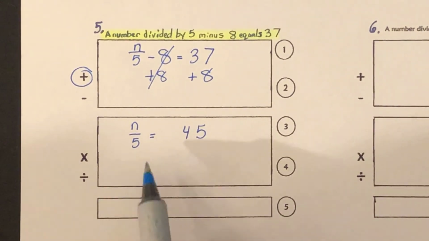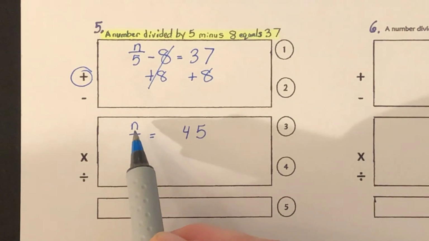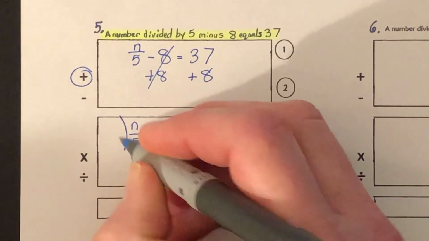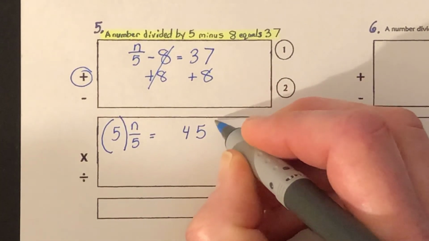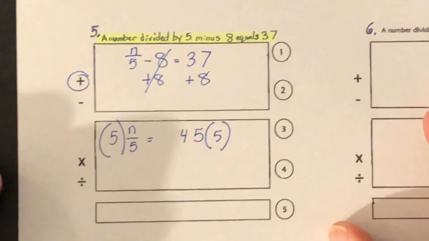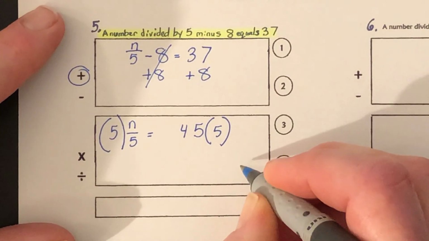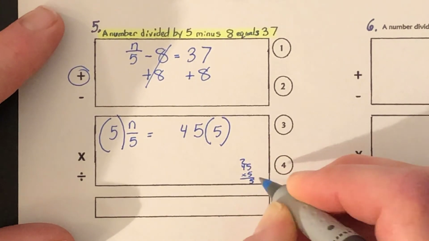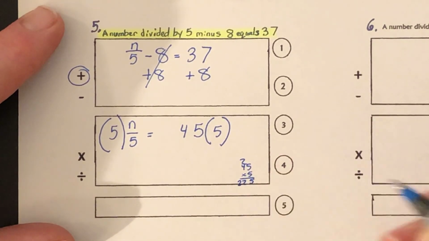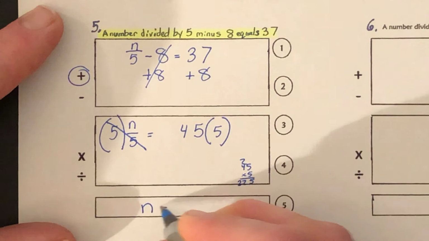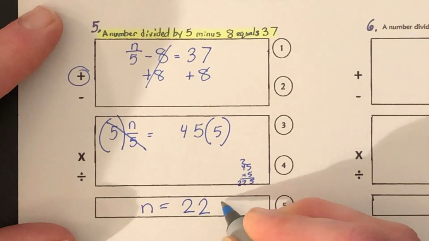Now, do I multiply or divide? Right now, I've got n divided by 5. The opposite of divided by 5 is times 5. It's going to be a big number. So, let me write this over here. 45 times 5, 20, 225. That cancels out. N equals 225.